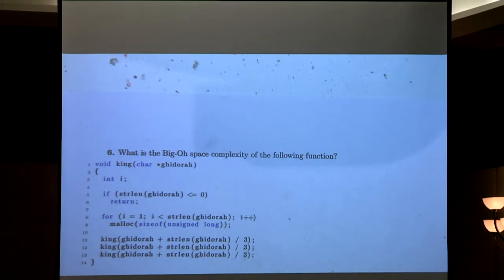So if I take the base address of Ghidorah and I go up by, am I going to the end? Plus string length. If I was plus string length, I would just go straight to the end, right? But I'm dividing it by 3. So I'm going up by 1/3 of the string every time. Would it be logarithmic? It's going to be logarithmic stack complexity, whatever.